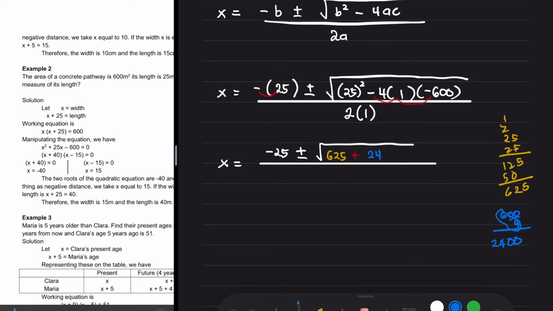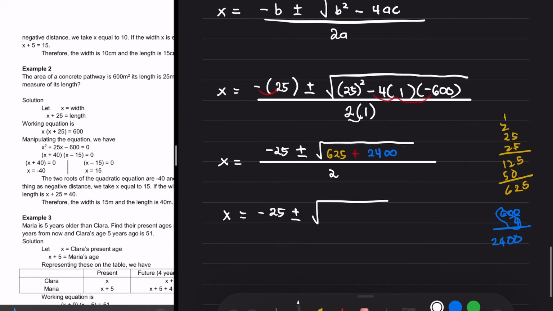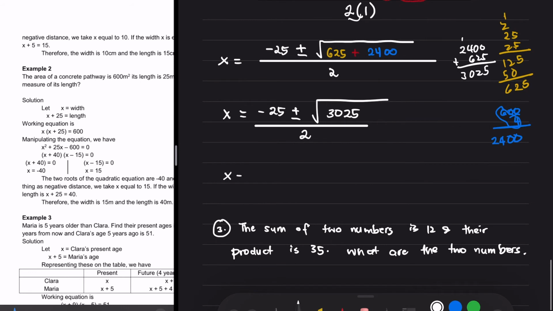So, we have 2,400 over 2 times 1, that's 2. So, we have x equals negative 25 plus minus the square root of, add nyo lang, 2,400 plus 625. So, 0 plus 5, 5. 0 plus 2, 2. 6 plus 4, 10. So, we have 3,025. Over 2.